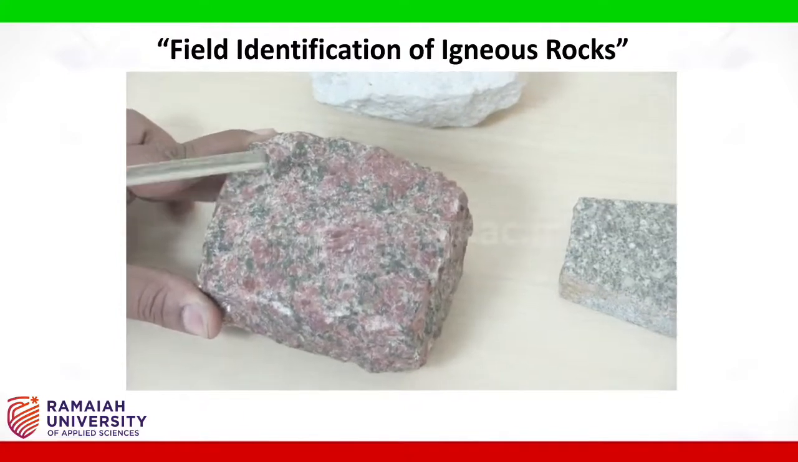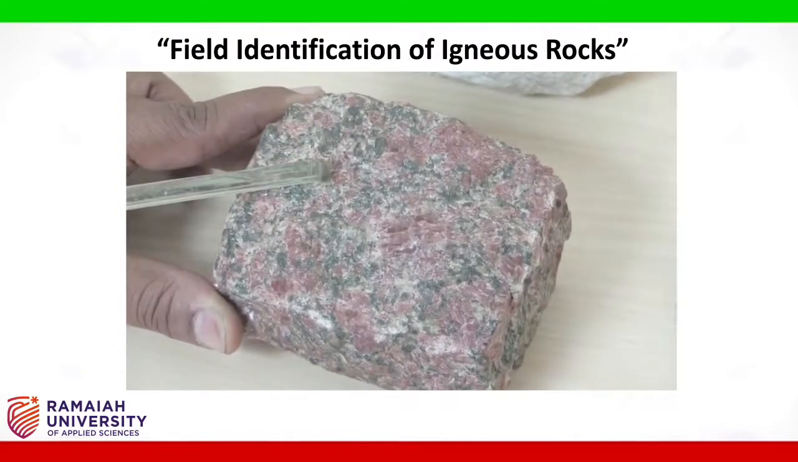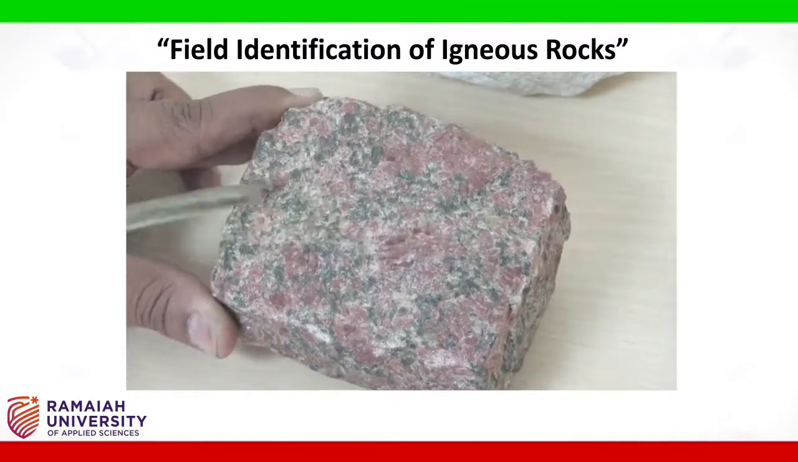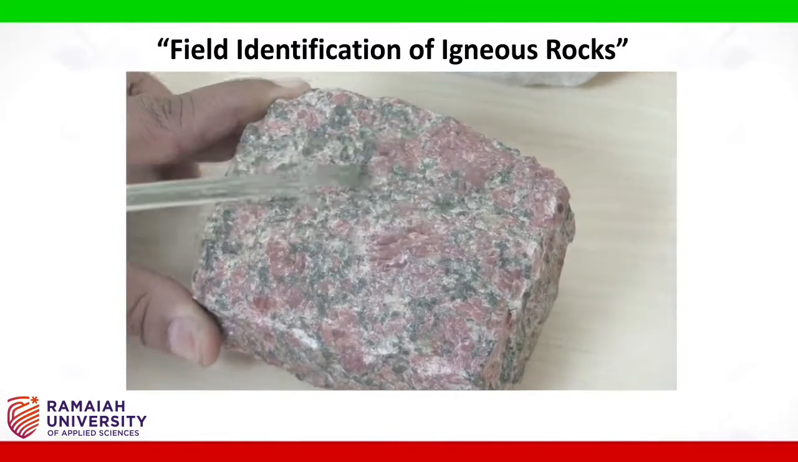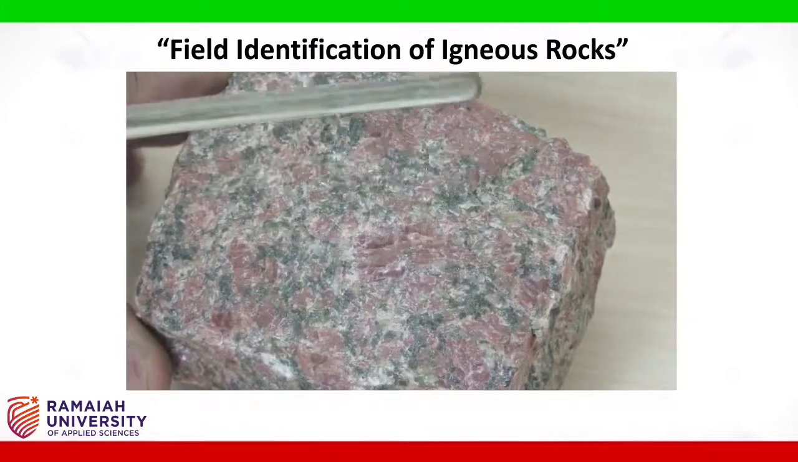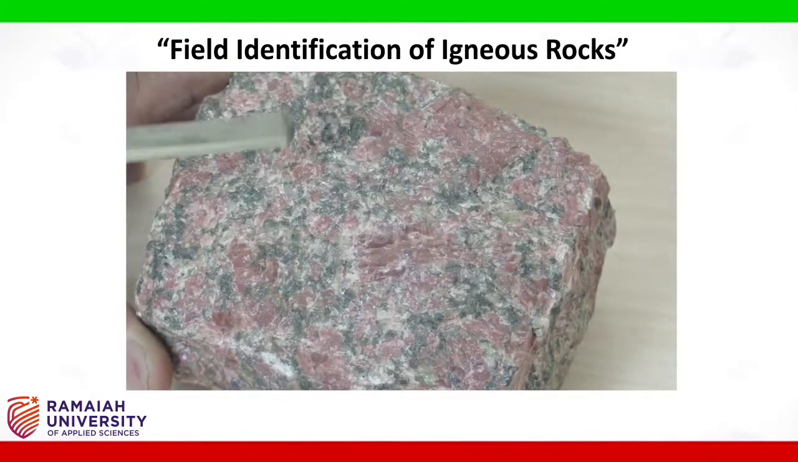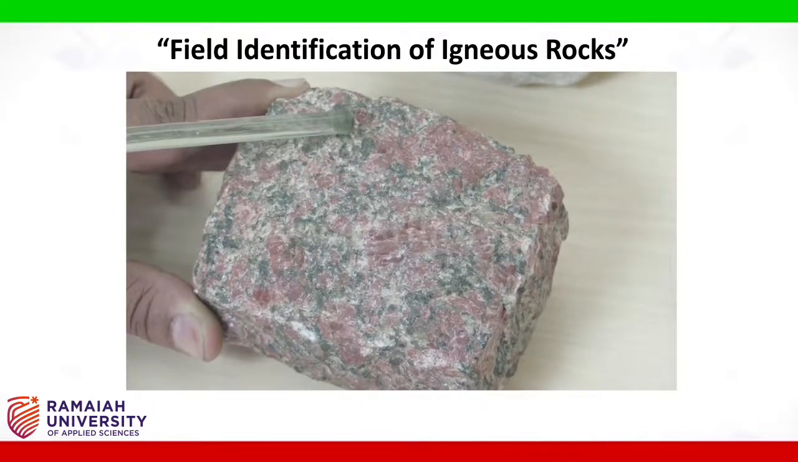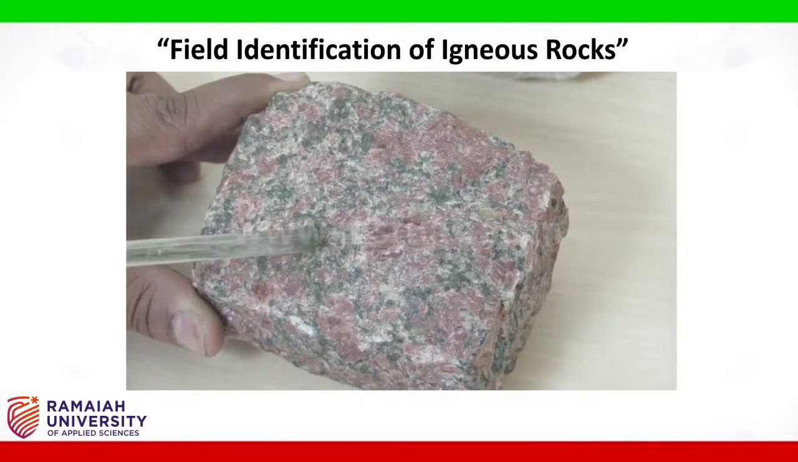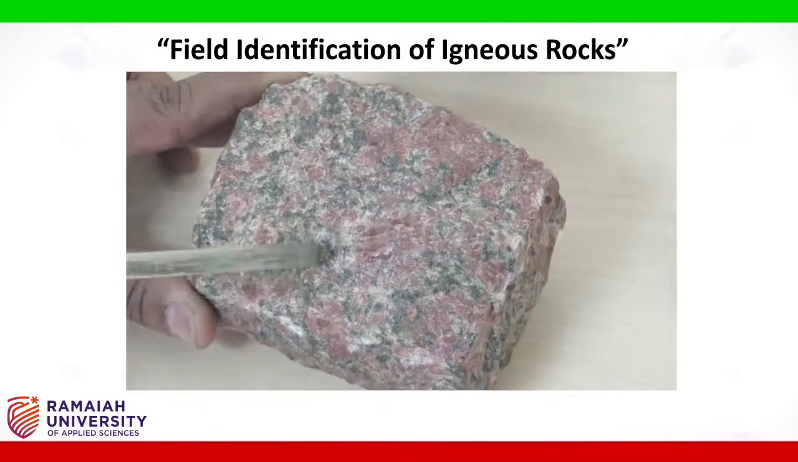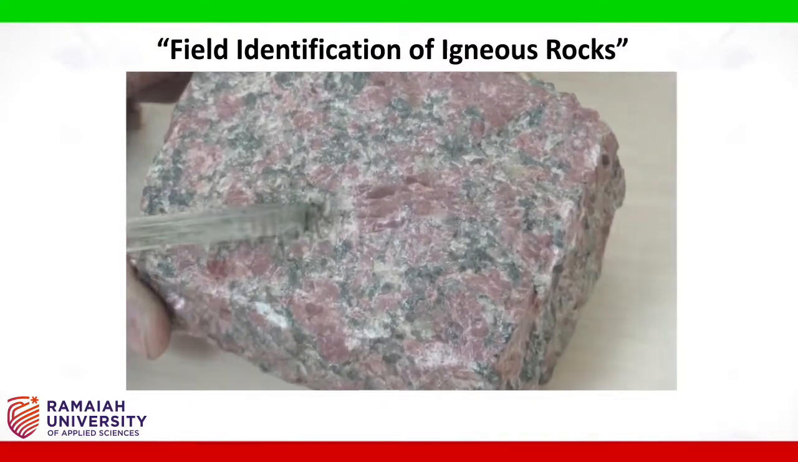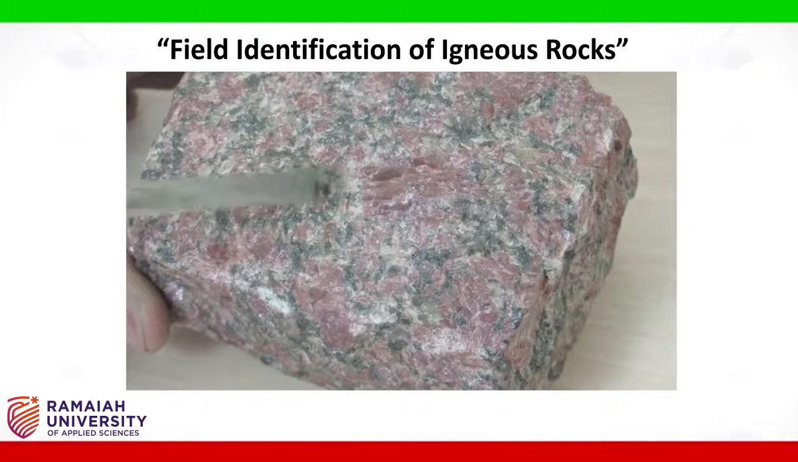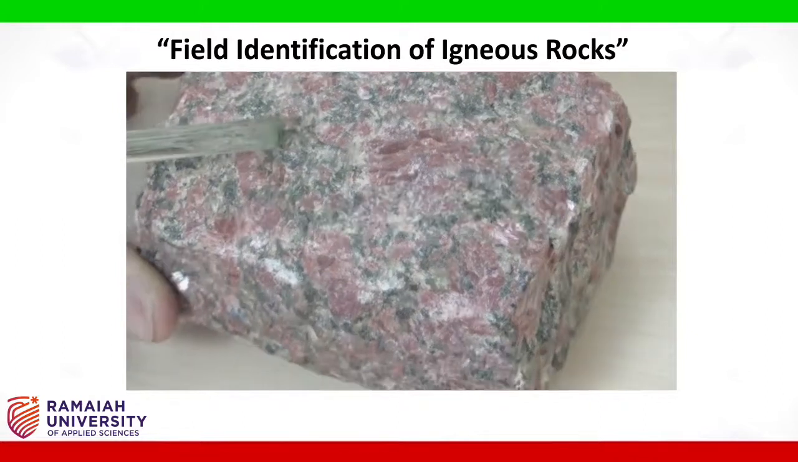For example, this is a pink granite. The rock pink granite consists of medium to coarse pink feldspar, and the darker grains represent the mineral amphibole, and smaller grains which are greasy in nature and have a glassy appearance, it is quartz.